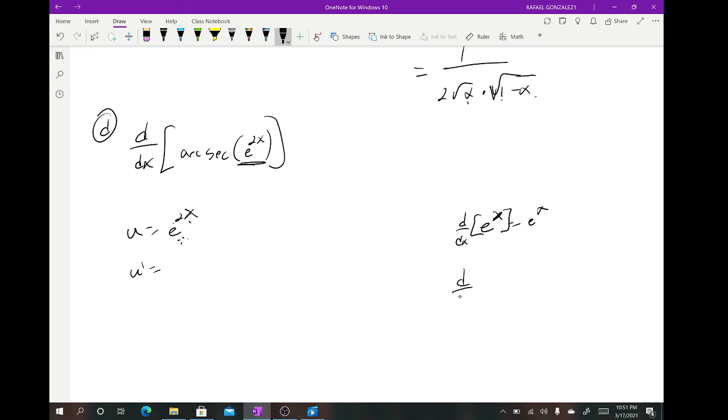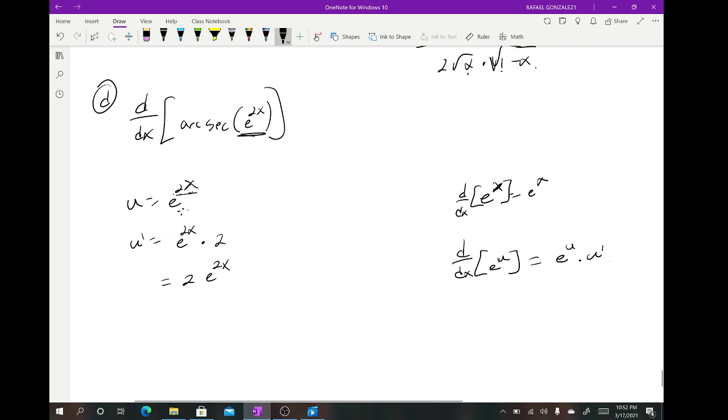However, the derivative with respect to x of e to the u, where u is a differentiable function of x, is e to the u times u prime by the chain rule. So you gotta be a little bit careful. If u is a function, then you have to use the chain rule. So here we have a function, we have 2x, so we use the chain rule. So the derivative is going to be equal to e to the 2x times u prime. U prime is the derivative of 2x, which is just 2. So we get 2e to the 2x. Okay?